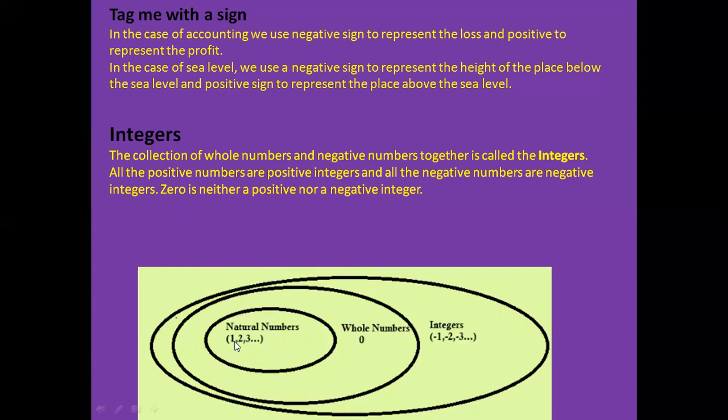Natural numbers start from 1 and whole numbers include 0. Whole numbers start from 0, 1, 2, 3 up to infinity, and integers include all positive numbers and their opposites, that is, negatives. So what is an integer? All positive numbers and all negative numbers with 0 are known as integers.